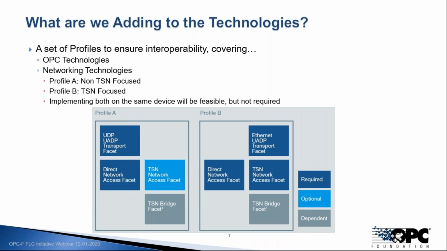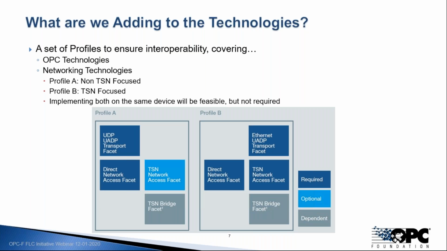Traditionally, in an OPC UA specification, profiles are defined in terms of OPC technologies, and that will certainly be the case here. There will be profiles defined for devices that indicate what OPC UA technologies must be supported and the level to which they must be supported, as you would see in any OPC UA profile as defined today. However, we will also be defining some profiles that define networking technology capabilities.